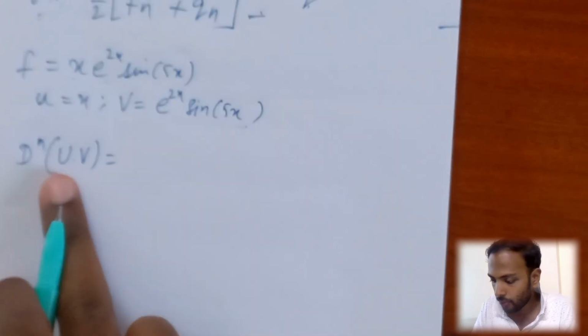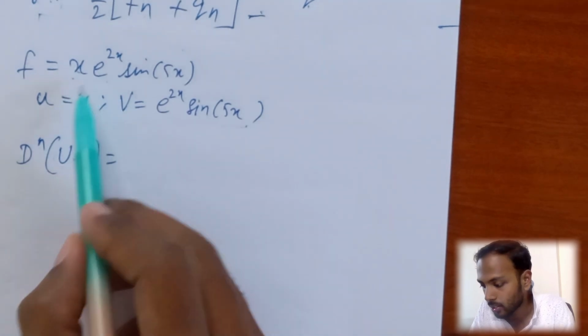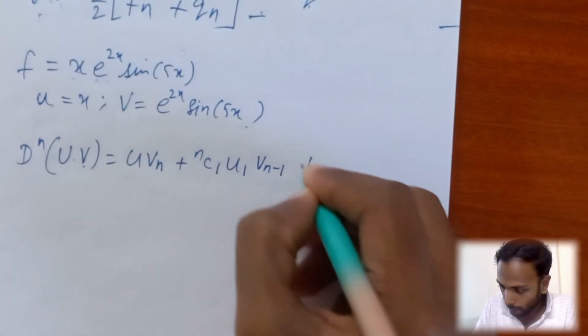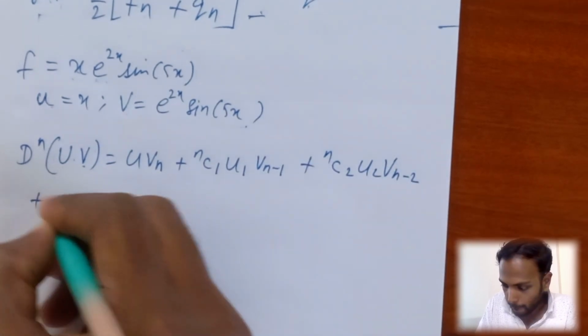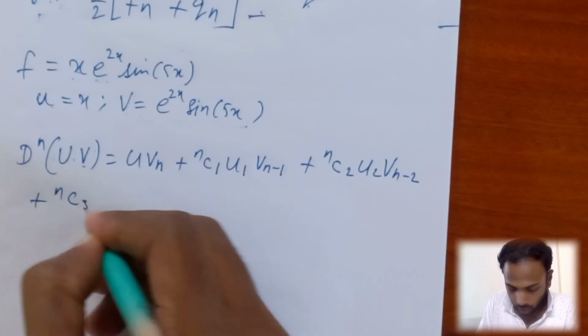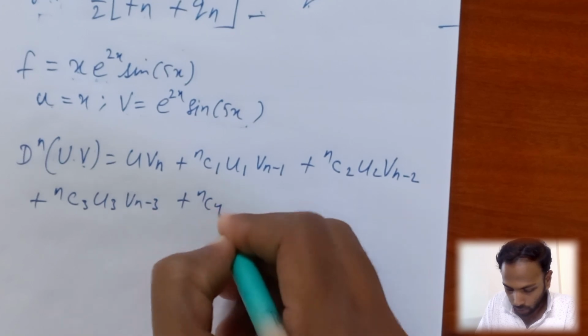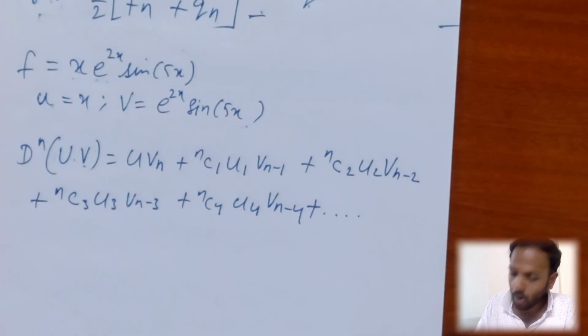So Leibniz formula says that if you find anything in the form of u into v, where u and v are functions, in this case x is u, the rest of the term is v. So Leibniz theorem is given by u v n plus nC1 u1 v n minus 1 plus nC2 u2 v n minus 2 plus nC3 u3 v n minus 3 plus nC4 u4 v n minus 4. It goes on and on and on.